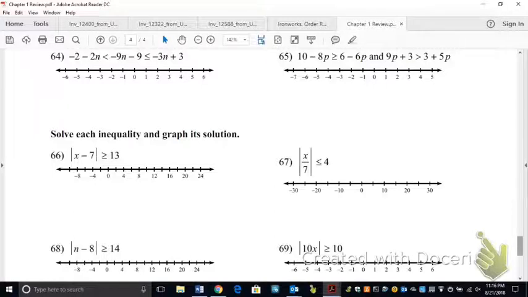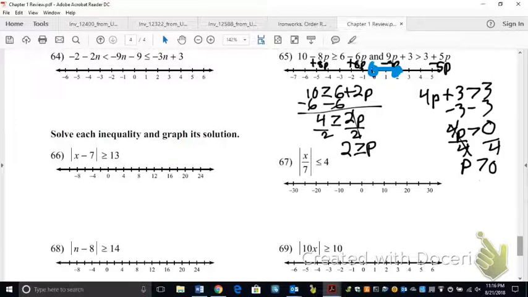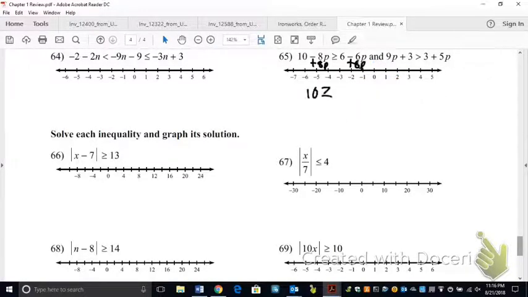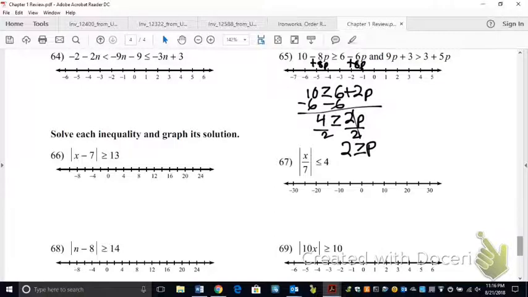So this is an and, so they should be pointing at each other. We're going to start with 10 minus 8p is greater than or equal to 6 minus 6p. We're going to add 8p to both sides. That's going to be 10 is greater than or equal to 6 plus 2p. We're going to subtract 6 from both sides. That gives us 4 is greater than or equal to 2p. Divide both sides by 2, and I get 2 is greater than or equal to p.